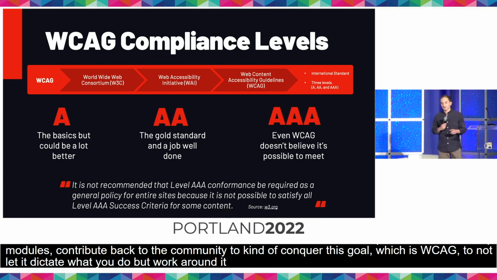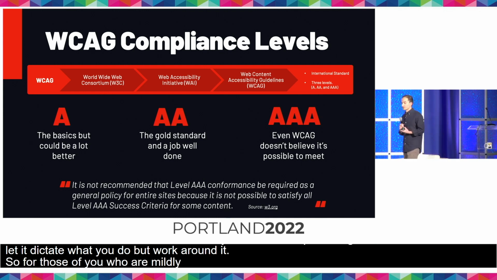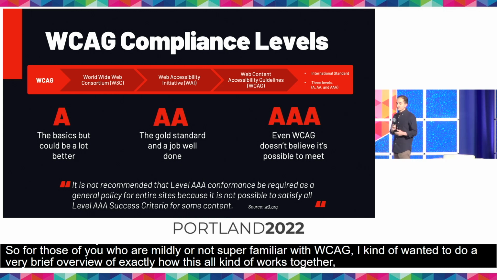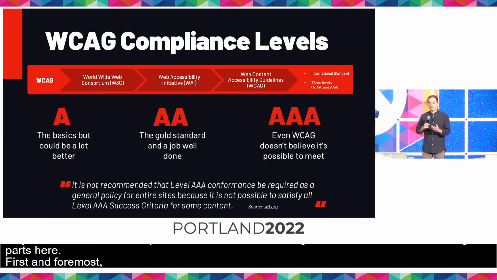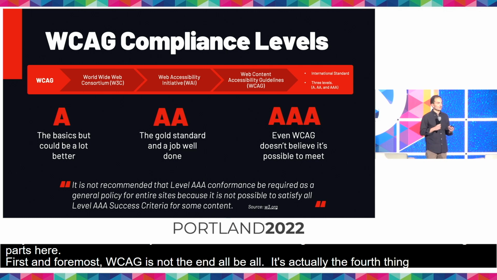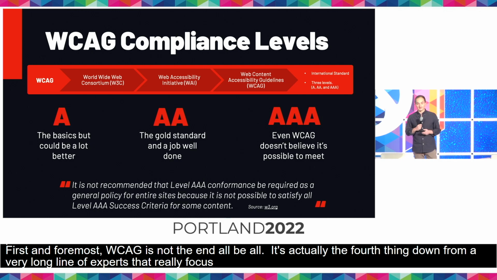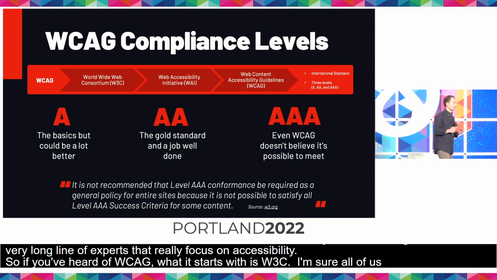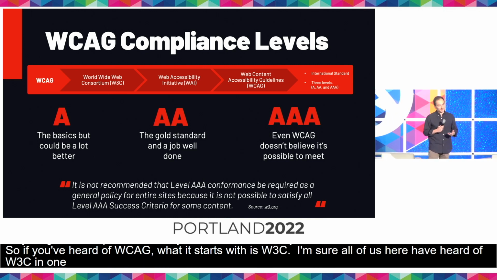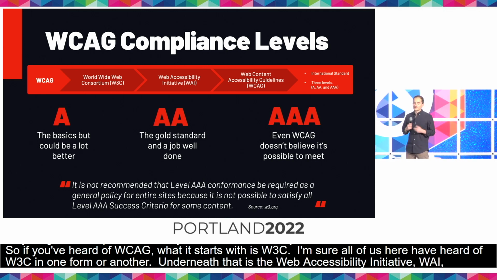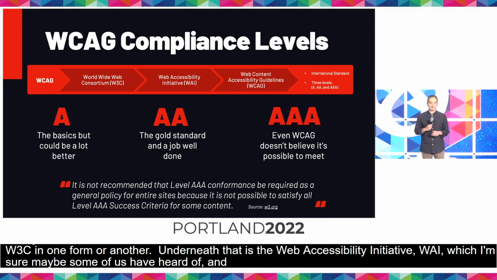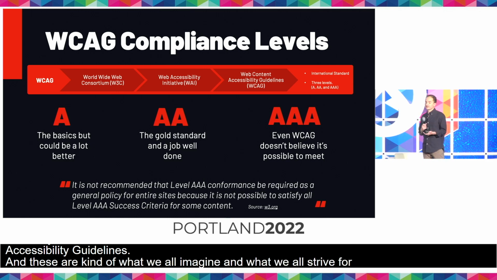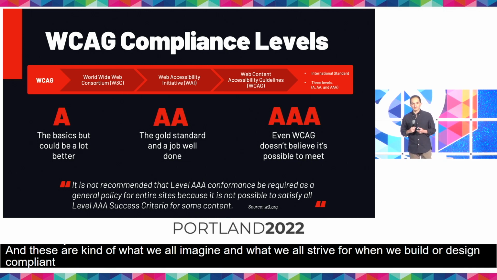For those of you who are mildly or not super familiar with WCAG, I wanted to do a very brief overview of exactly how this all works together. As it is, there's a lot of moving parts here. So first and foremost, WCAG is not the end-all be-all. It's actually the fourth thing down from a very long line of experts that really focus on accessibility. So if you've heard of WCAG, what it starts with is W3C, which I'm sure all of us here have heard of in one form or another. And underneath W3C is the Web Accessibility Initiative, WAI, which I'm sure maybe some of us have heard of. And then, of course, WCAG, the Web Content Accessibility Guidelines. And these are what we all imagine and what we all strive for when we build or design compliance systems. So how does this all loop in together?